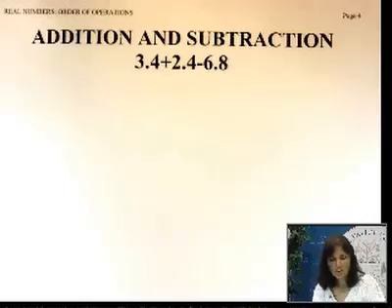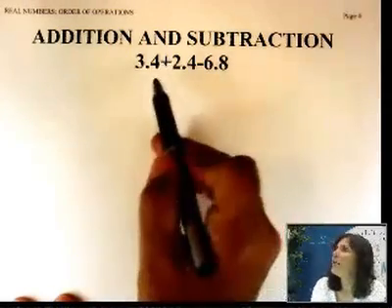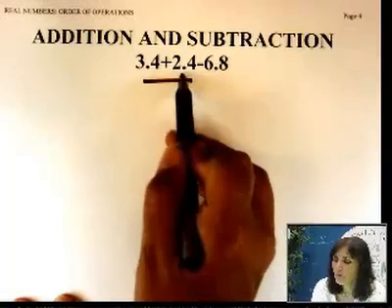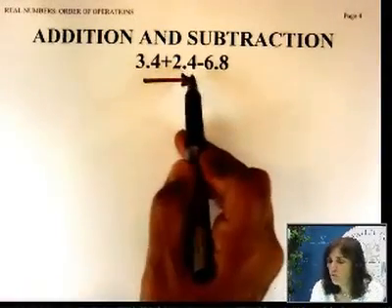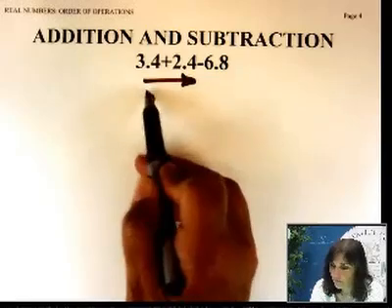Now let's do an addition and subtraction, and remember they don't take any precedence. I just do them from left to right. So let's go and add 3.4 and 2.4. That's going to give you 5.8.